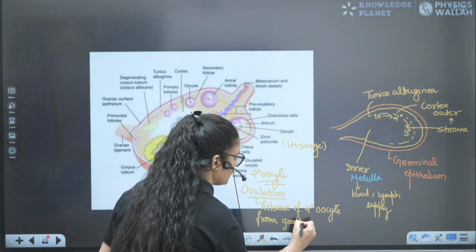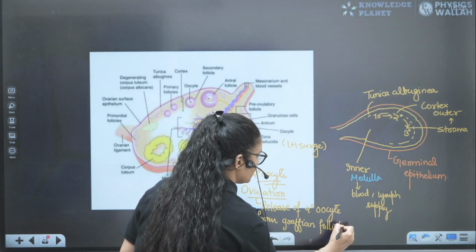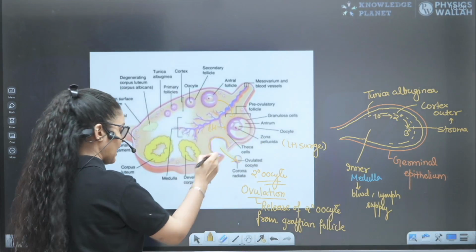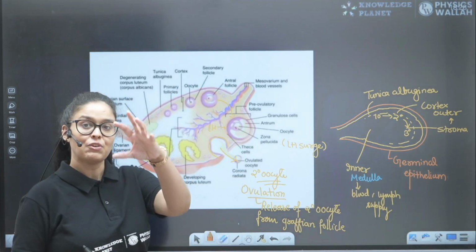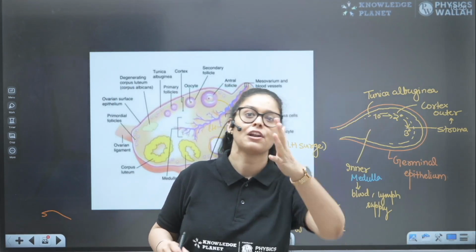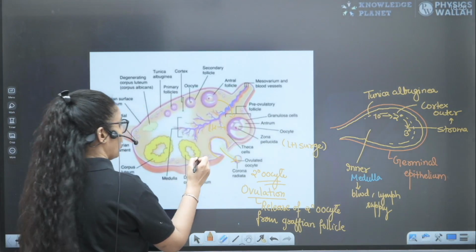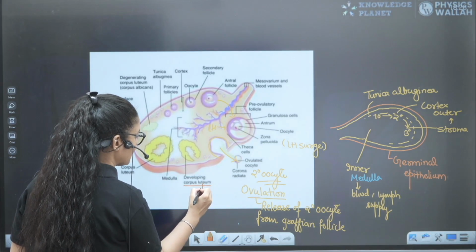From the Graafian follicle, or mature follicle, the release of the egg is known as ovulation. After ovulation, once the egg is released out of the ovary, it will be caught by the fimbriae of the fallopian tube and will go to the ampulla for fertilization, right? And now the left out Graafian follicle converts into the corpus luteum.